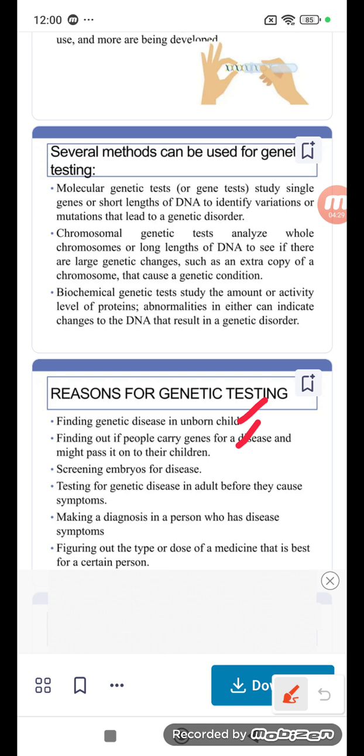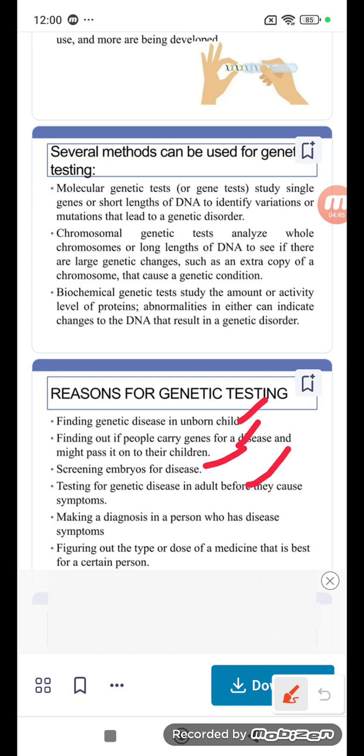And there is screening embryos for disease, during pregnancy, at the development of the fetus, to see whether the embryo is perfect or not. And the next one is testing adults for genetic conditions before they cause symptoms.